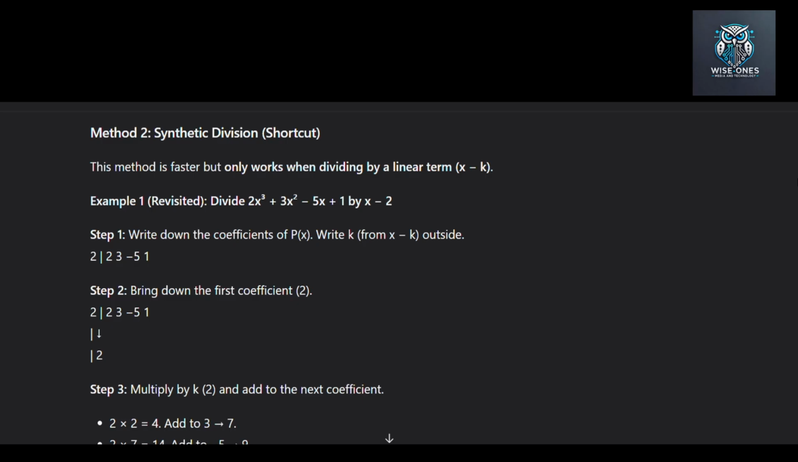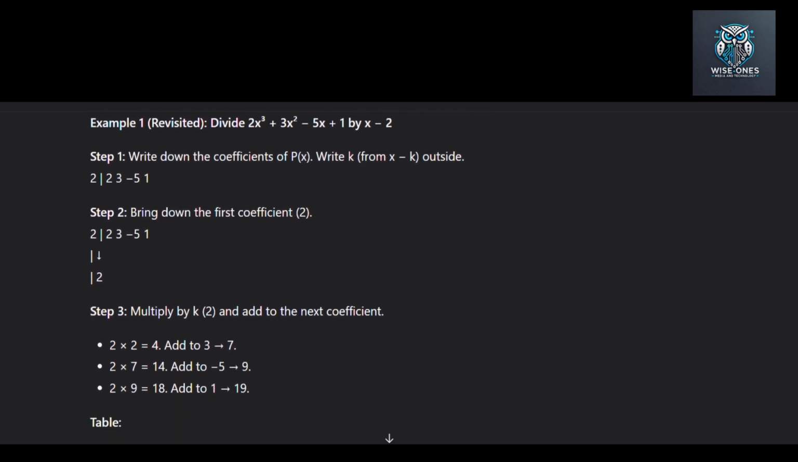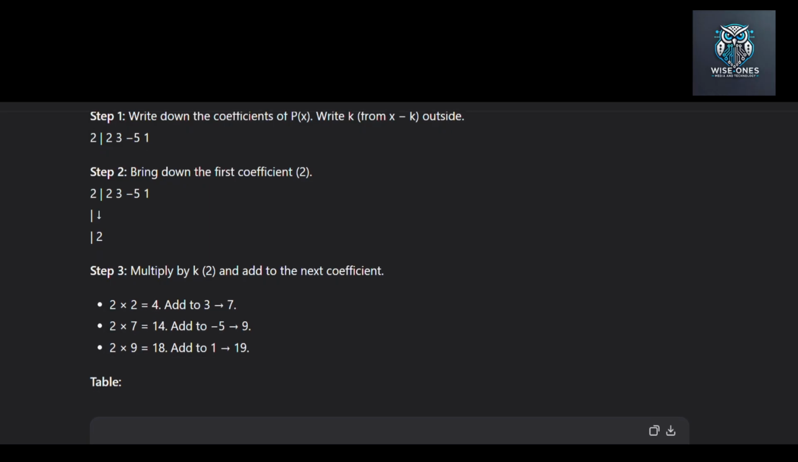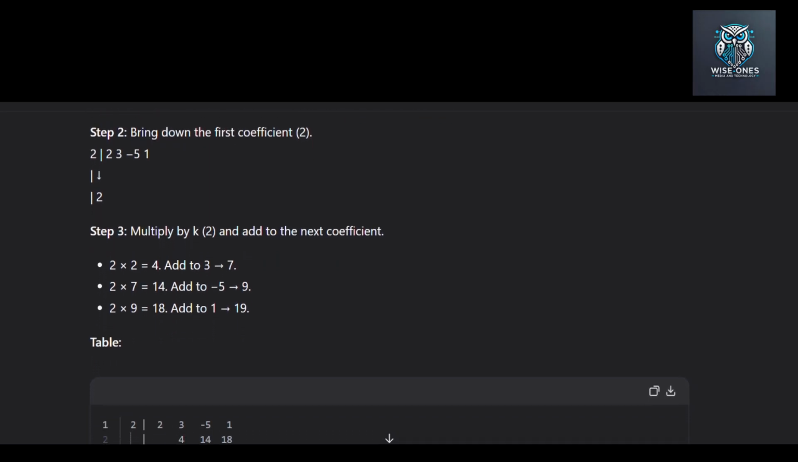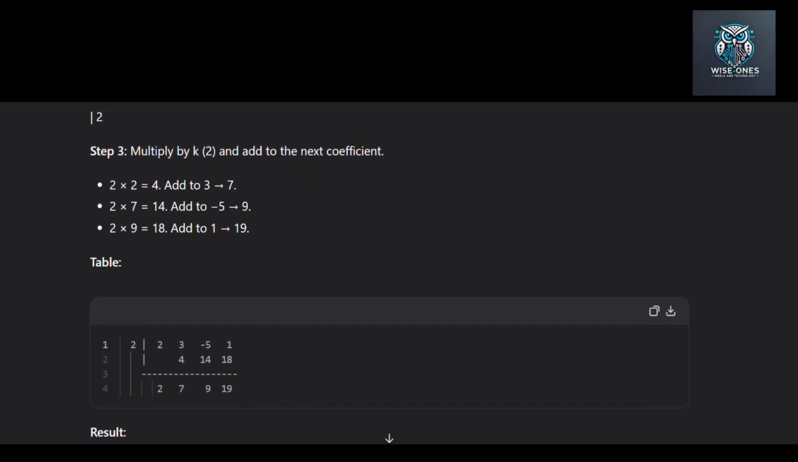Step 2. Bring down the first coefficient. Bring down the 2. Write it below the line. Step 3. Multiply by k and add to the next coefficient. Multiply the 2 we just brought down by the k outside, which is 2. 2 times 2 is 4. Write this 4 under the next coefficient, which is 3. Add them. 3 plus 4 is 7. Write 7 below the line.